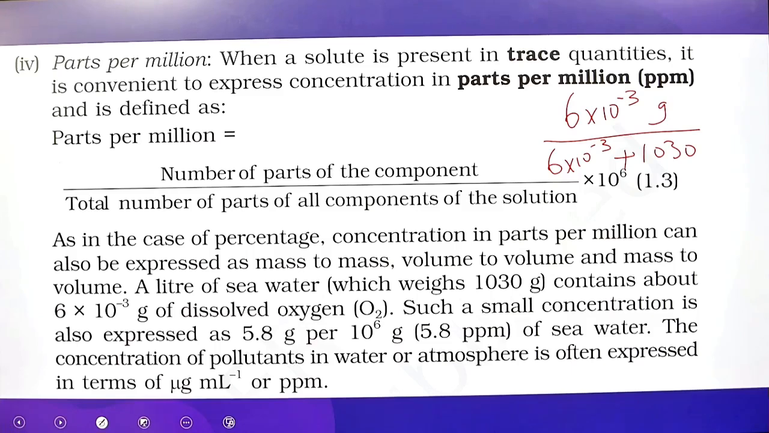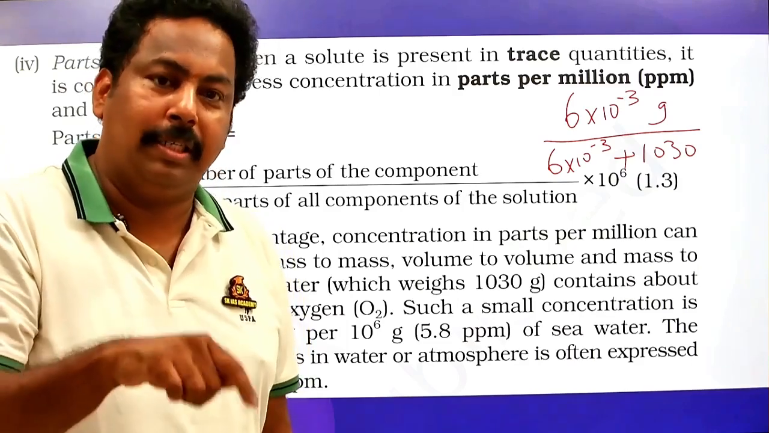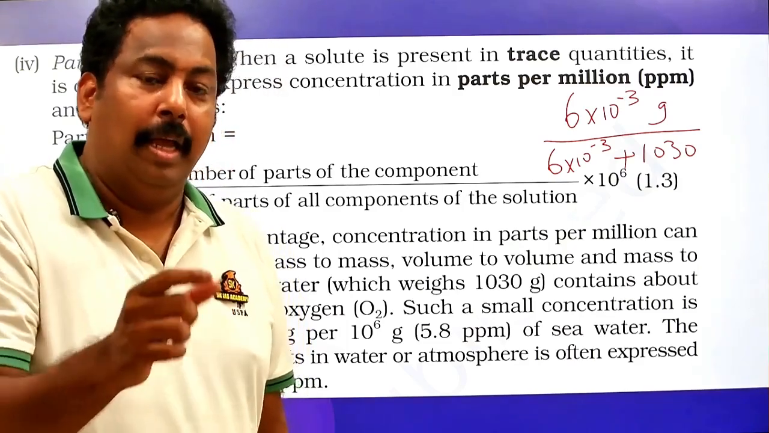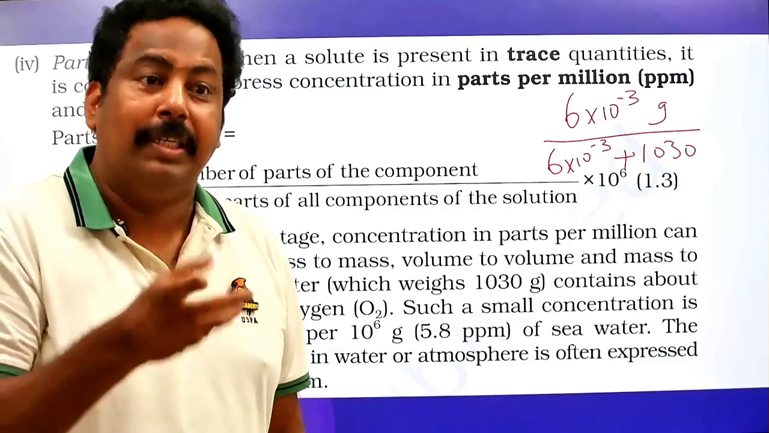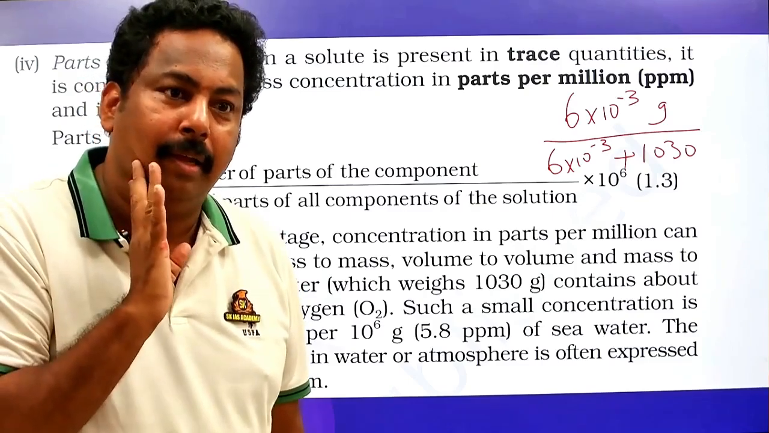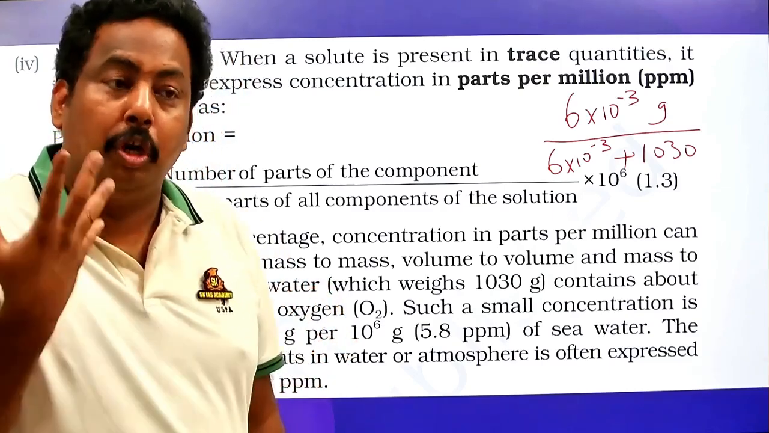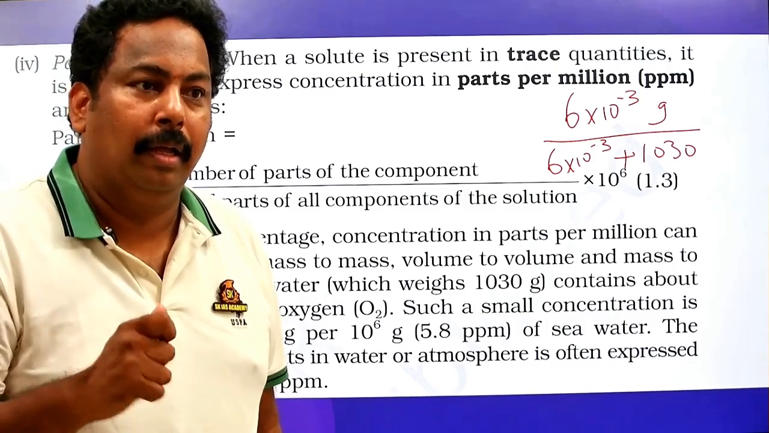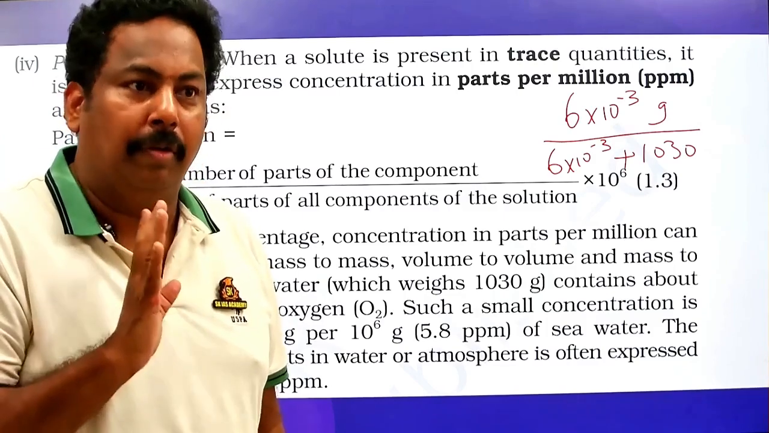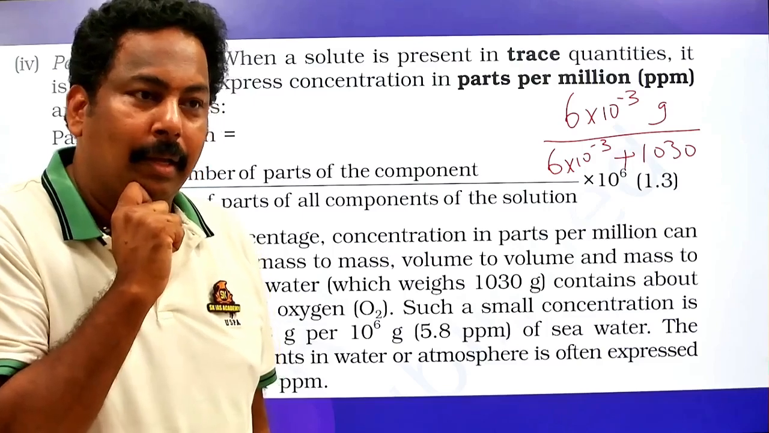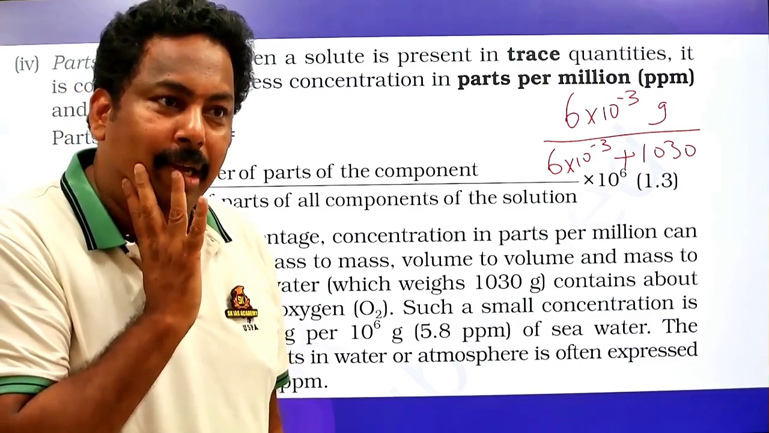Seawaterல oxygen dissolve ஆயிருக்கு. Dissolve ஆன ஆக்சிஜன் ரொம்ப கம்மியா இருக்கும். ஆக்சிஜனோட மாஸ் என்ன? 6 into 10 power minus 3 grams, கரெக்டா? இப்போ சொல்யூஷன் வேணும் உங்களுக்கு. Solute plus solvent போட்டா சொல்யூஷன் வரும். Solute மாஸ் 6 into 10 power minus 3 grams. Solvent மாஸ் என்ன? 1030 grams.